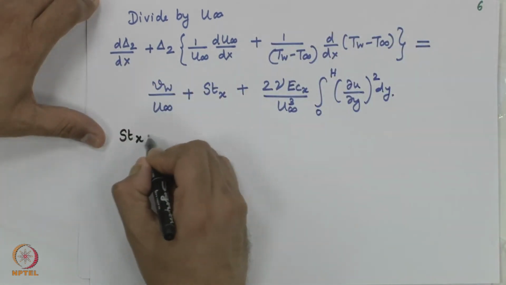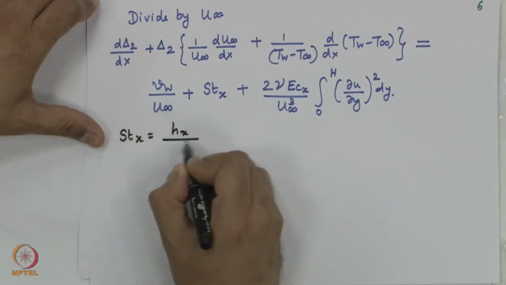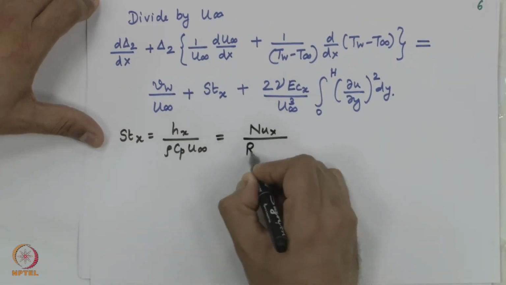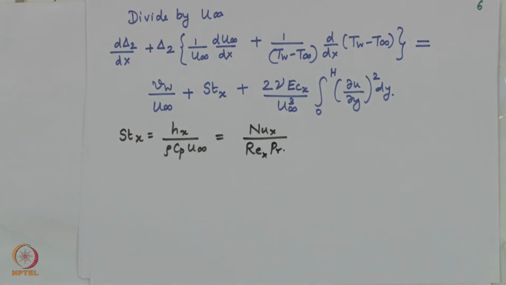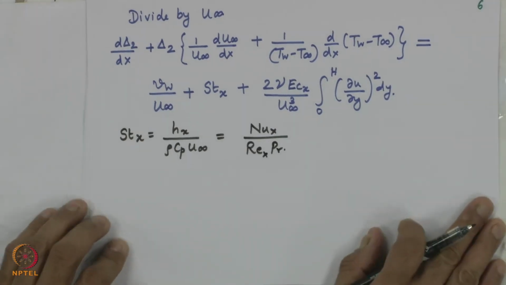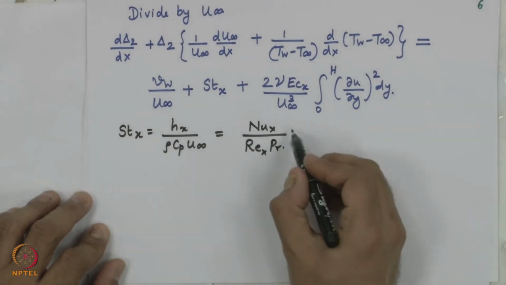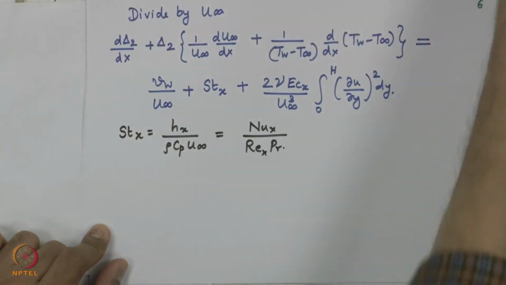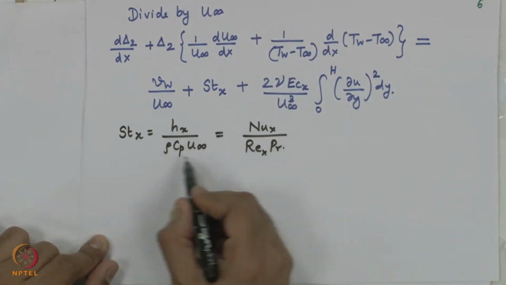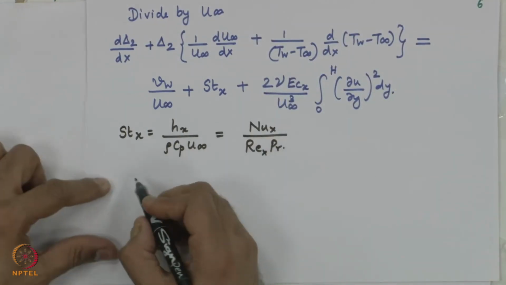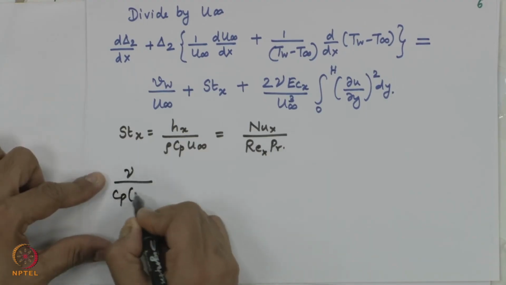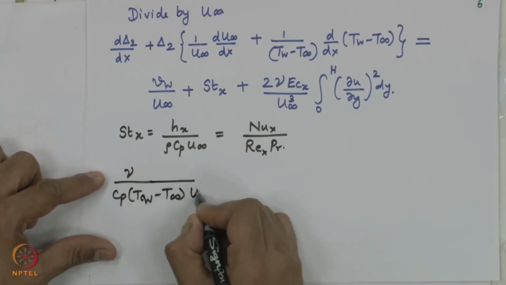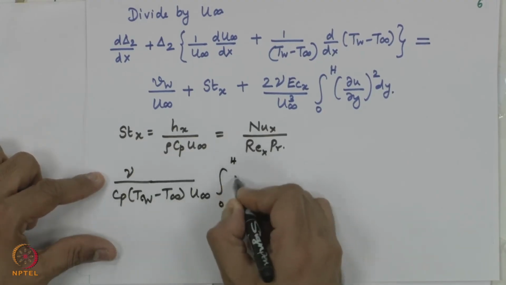Stanton number is nothing but h local by rho Cp u infinity, which comes out as Nusselt by Re Pr. You can check this. Stanton number is a representative non-dimensional heat transfer coefficient. So, the formula for this is here. You substitute all this. You had hx by rho Cp, and u infinity was dividing throughout, so you get hx by rho Cp u infinity, which is the Stanton number. The right hand side second term has u infinity, T wall minus T infinity, and u infinity in this term.